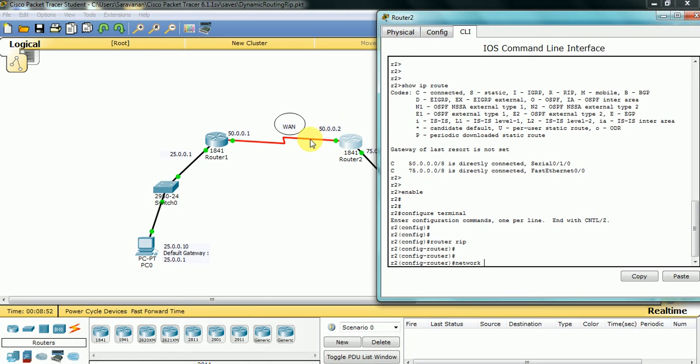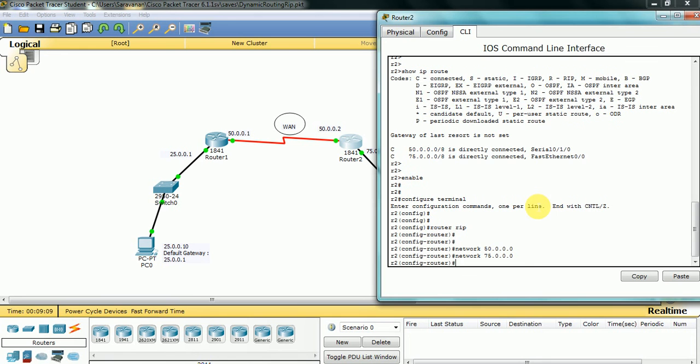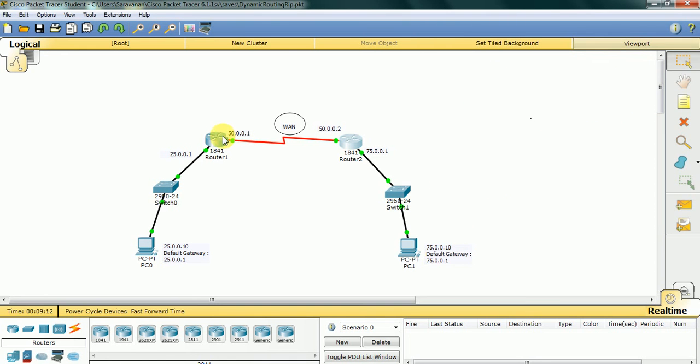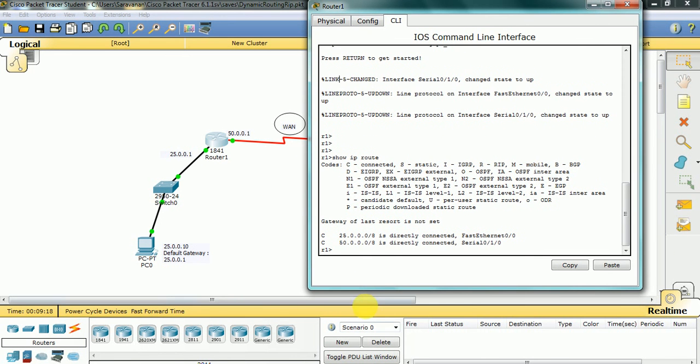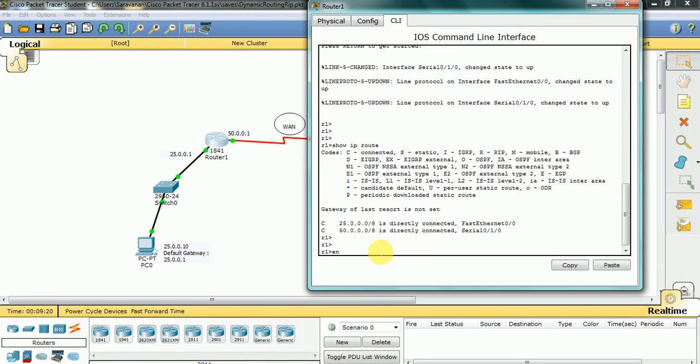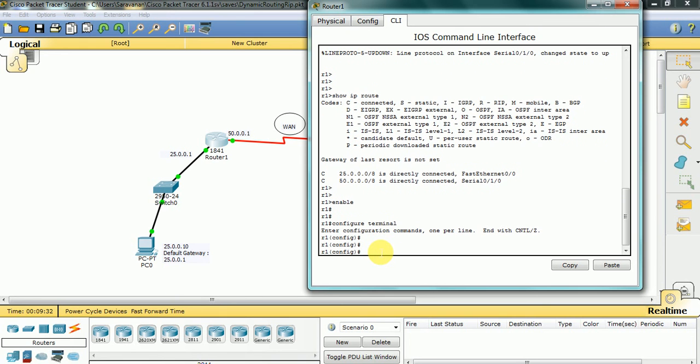Network, we are using R2, so the network is 50.0.0.0. Same like that, 75.0.0.0. That's it. Same like that, we have to implement this RIP protocol here. Give enable, configure terminal.